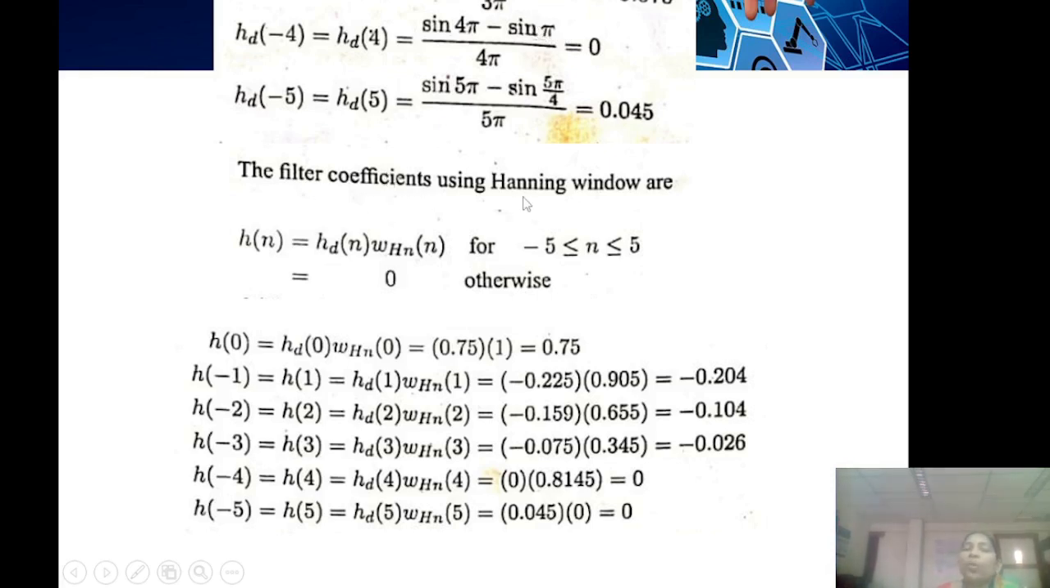Then the filter coefficients using this Hanning window, h(n), are obtained by multiplying h_d(n) with the windowing function.